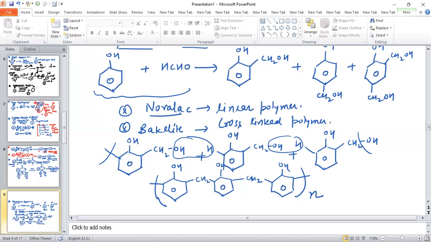All these monomers are arranged in the linear manner. So this is basically the structure of Novolac, which is a linear polymer, because all are arranged in linear form. So this is basically related to phenol.